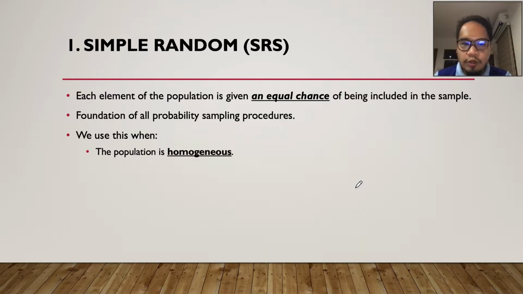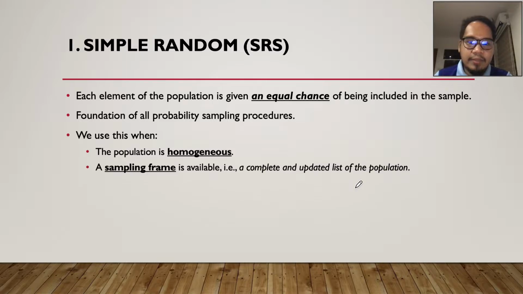We use this first when the population is homogeneous, wherein they are kind of the same, each one of them. And when a sampling frame is available, i.e., a sampling frame is a complete and updated list of the population. So if you can produce a list of everyone in your population, well, there's no problem. You may just use SRS. Actually, SRS is stronger than one thought.